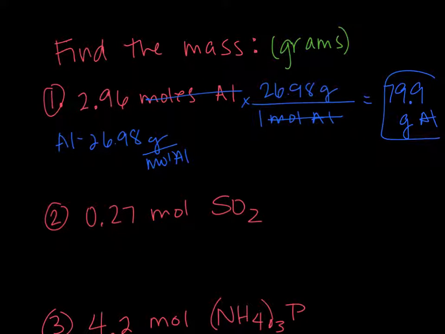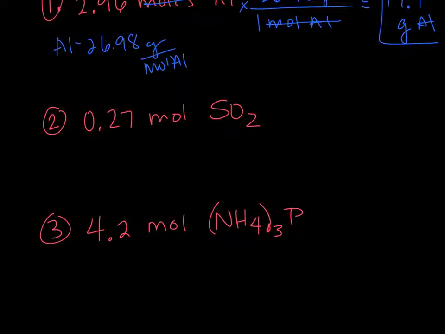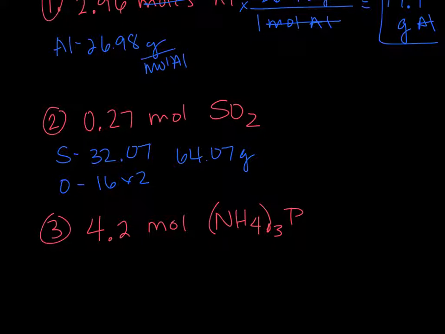All right, so let's do the next one. I've got 0.27 moles of SO2, and I want grams, so I want mass. Anytime you're going from moles to grams or grams to moles, you use the molar mass. So for SO2, for S, it's 32.07, and for oxygen, it's 16 times 2. And so we add all that together, and we get 64.07 grams per mole of SO2.